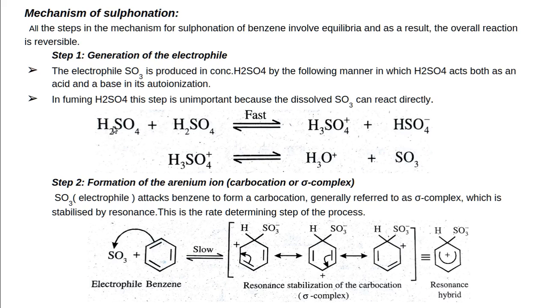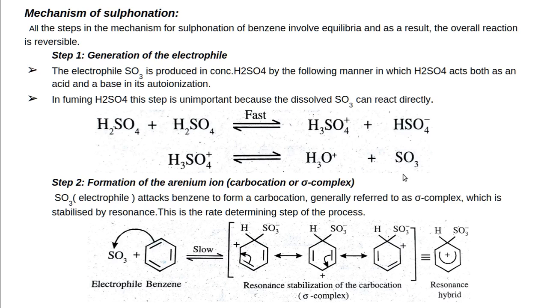So here, when this H2SO4 donates a proton to another molecule of sulfuric acid, it will become HSO4 minus. Then when this H2SO4 accepts a proton, it acts as a base and becomes H3SO4 plus. Then this protonated sulfuric acid will dissociate into H3O plus and SO3, the required electrophile.